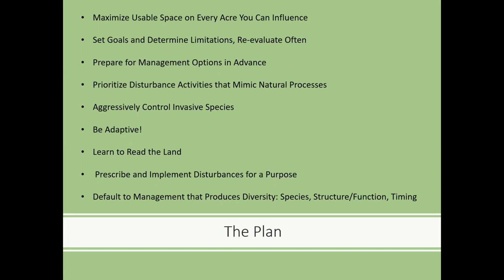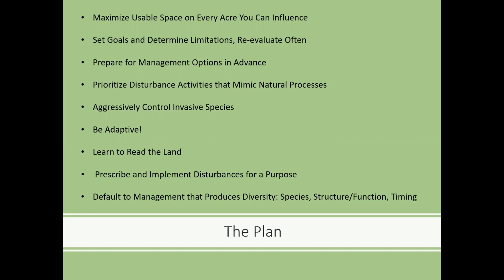First off, have a plan. Plan and expect to have to manage a prairie. Those disturbances are a required part of the ecosystem. You should seek to maximize usable space on every acre that you can influence. This is going to hold more species of birds and more of them if you can make all of the acres under your control the best that they can.